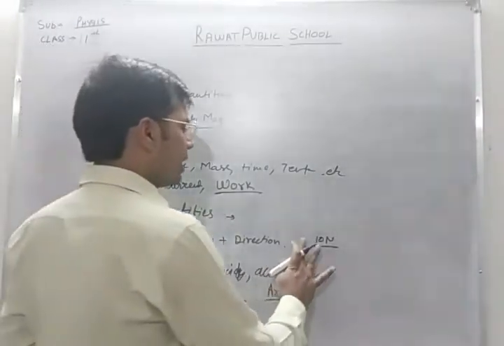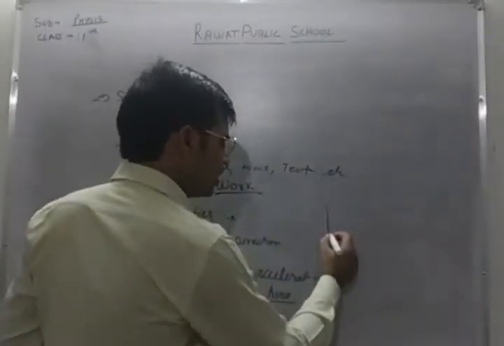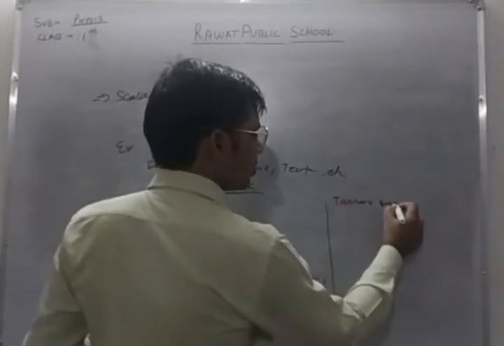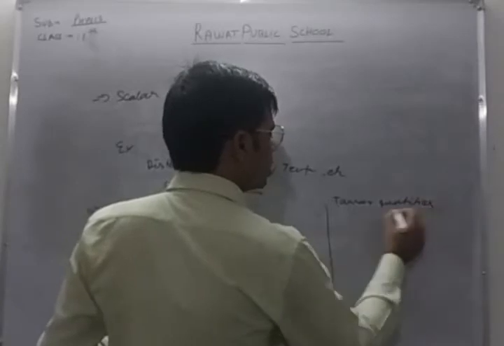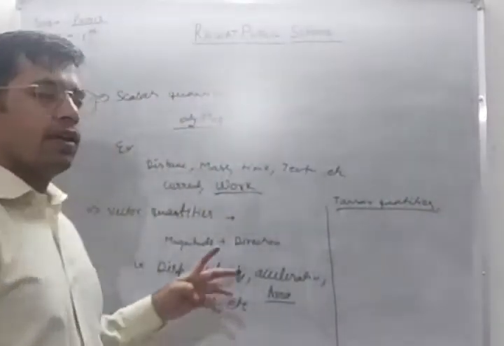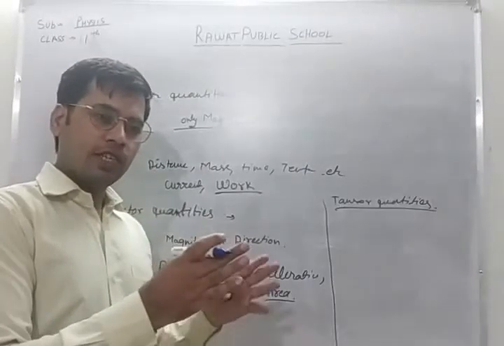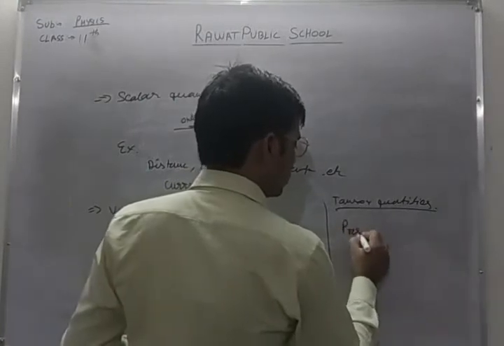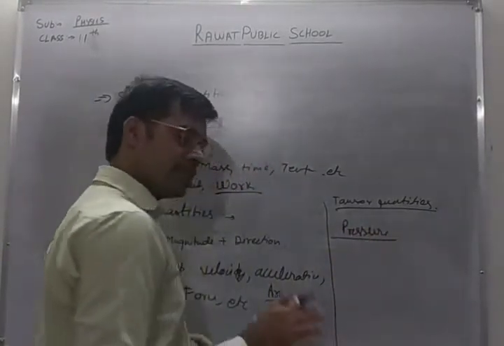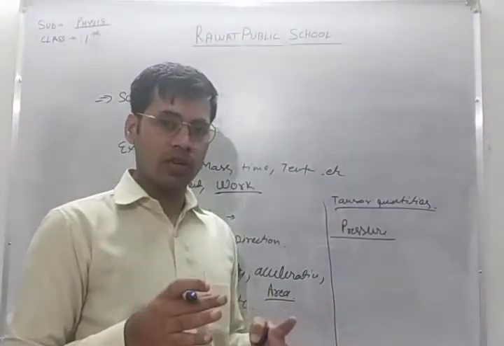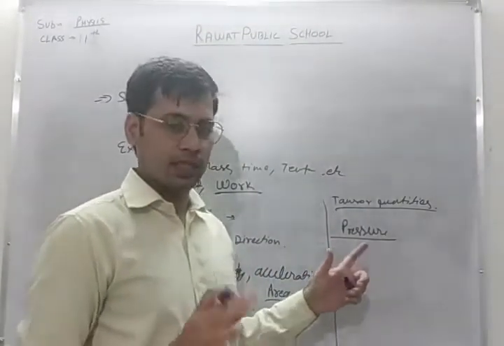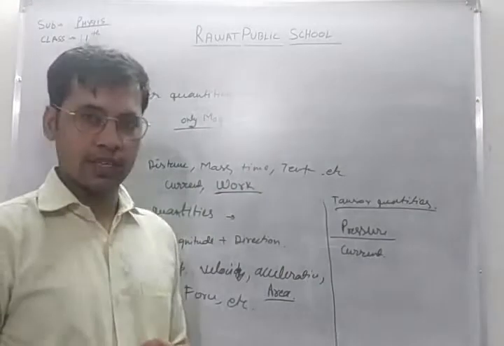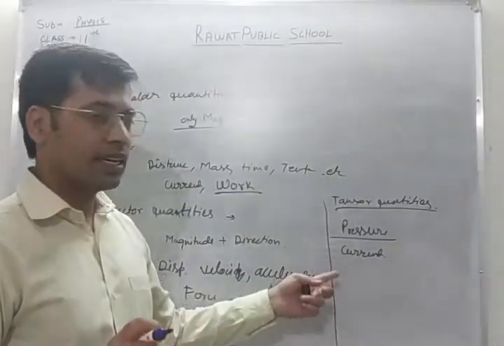In fact, there is another category in which the quantities are both, and that is tensor quantity. Tensor quantities represent both scalar as well as vector. Let's suppose that is pressure. That is considered as scalar, or sometimes it acts as a vector quantity, but we can say it is a tensor quantity. Just like current. This is a tensor quantity because direction matters in current as well.